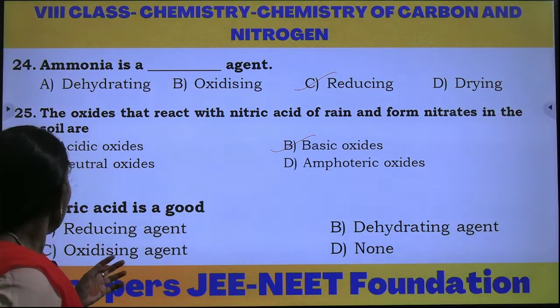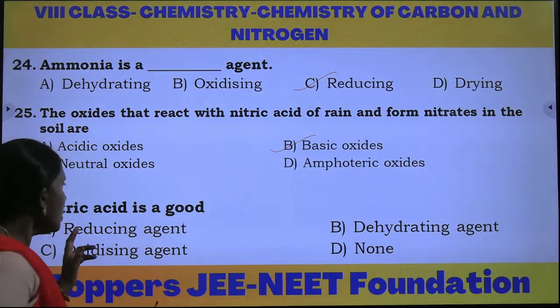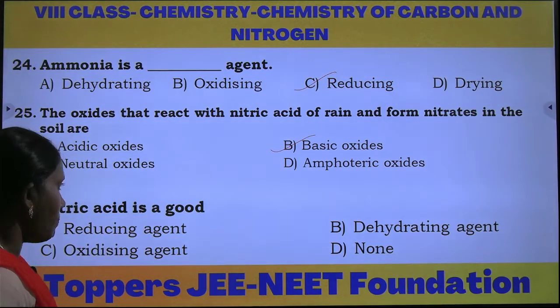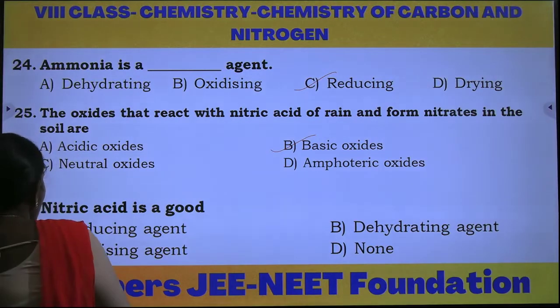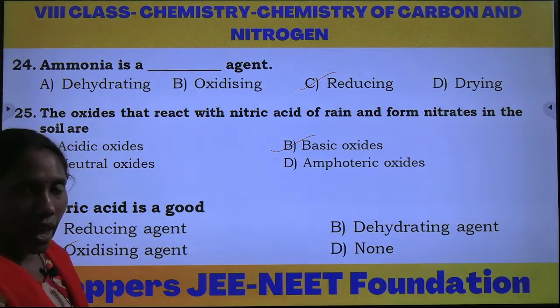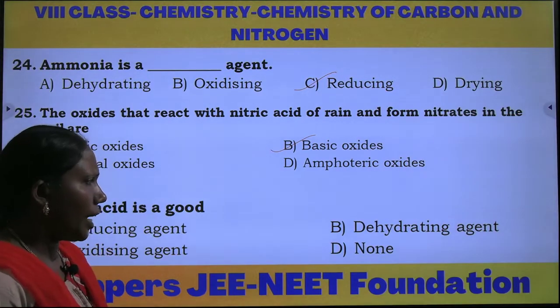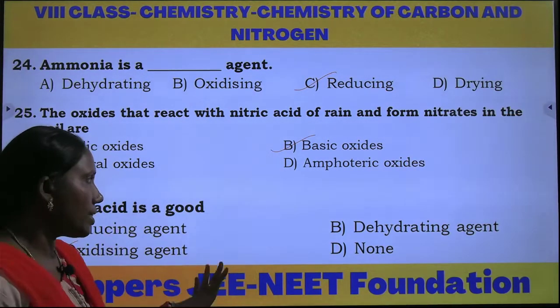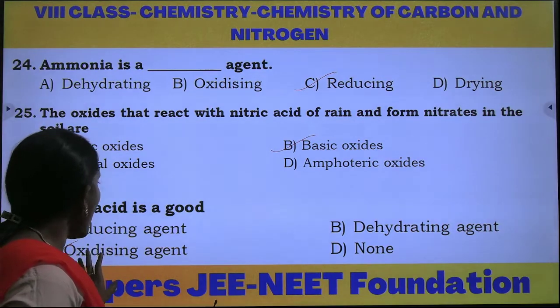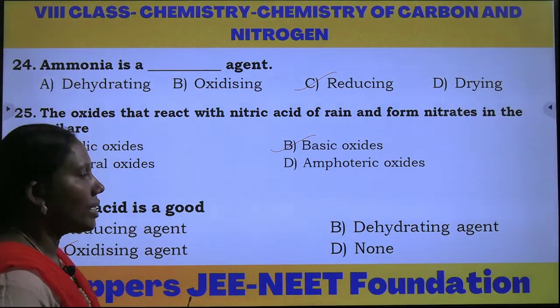Okay, next question. Nitric acid is a good oxidizing agent. Nitric acid acts as a good oxidizing agent, not a dehydrating agent. Nitric acid cannot act as a dehydrating agent, and it acts as a good oxidizing agent.